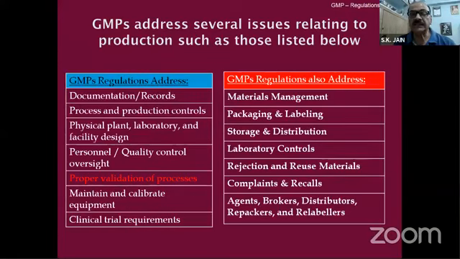Then it also addresses material management, input and output material, packaging and labeling of the pharmaceutical product, storage and distribution, in every aspect of the pharmaceutical processes. The GMP is applied. We must follow the GMP guidelines for getting a quality product, an efficacious product, a safe product. Laboratory controls, rejection and reuse of materials, complaints, recalls, agents, brokers, distribution, repackers, labelers. We must apply GMP regulations.